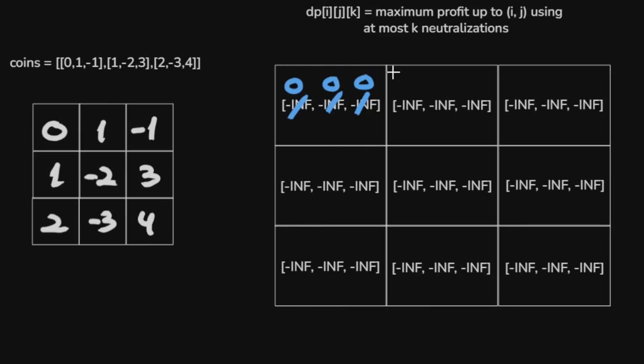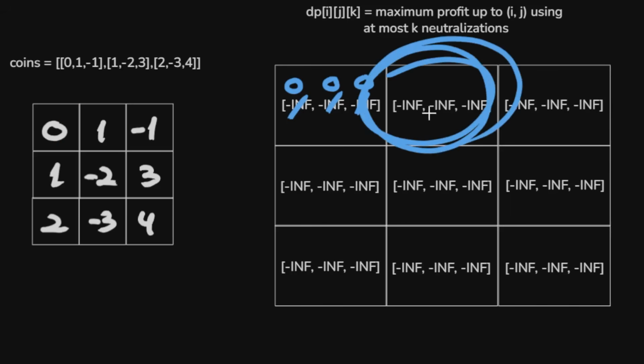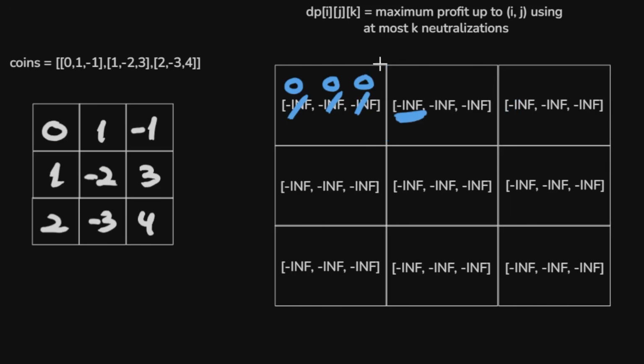Next we are here, meaning at this position. So what do we put here? Well, we can take the accumulated number plus the current number. Now which of these 3 numbers should we take? Well, here we are using 0 neutralizations, so we need to look into this cell in the same index. This is index 0, so we look at index 0. This is 0 and 0 plus 1 is 1, so this is 1 because 1 is greater than minus infinity.